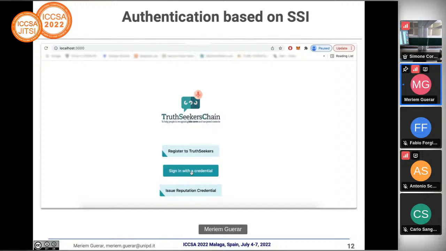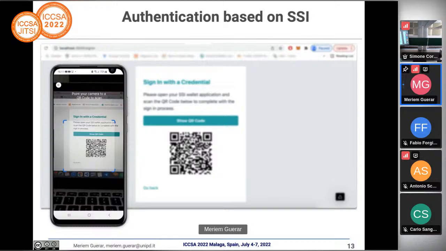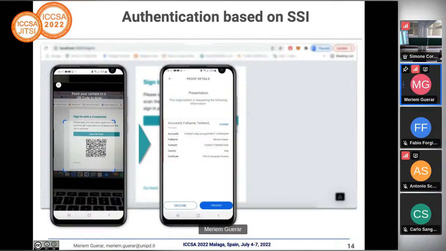This is the TSC login page. To log in, no password is required. The user has to click on sign in with credential, then scan the QR code using his SSI mobile wallet, in this case, a Trinsic mobile wallet. TSC sends a request asking him to share some data of his ID, like full name, country, and optionally diploma if he wants to be identified as an expert. The user can accept or decline the request, and like the decentralized or federated model, the user has his ID in his wallet and can control to whom and when he shares it.